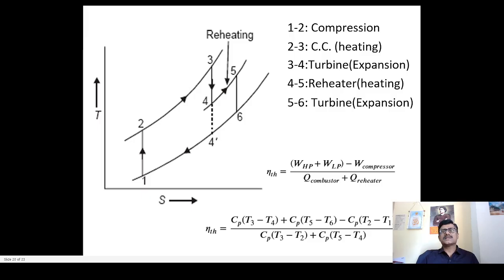We are quite aware that the heat is supplied during two different processes, isn't it? The first is process 2-3, and the other process during which heat is added is process 4-5. So we write here Q combustor, the heat supplied in the combustion chamber during process 2-3, and Q reheater, the heat supplied in the reheater during process 4 to 5.